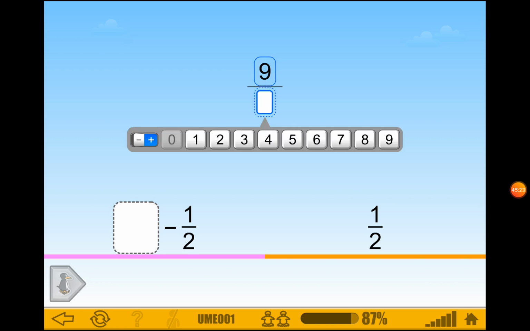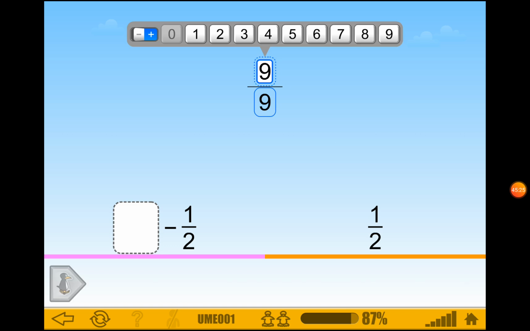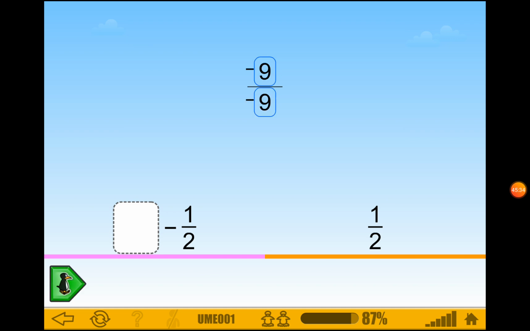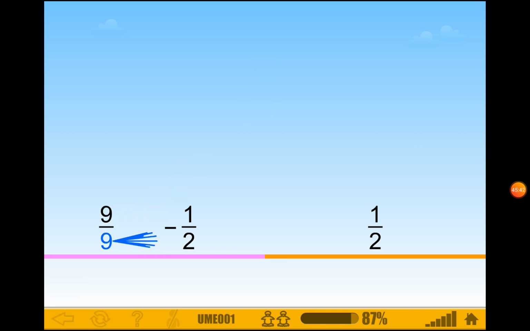I'm just going to put this 9/9. Why not? No, wait. I'm going to make it look interesting. So, negative 9/9, which is equal to 9/9. And then 9 divided by 9 would be equal to 1. And then 1 minus half is half. See? Simple.